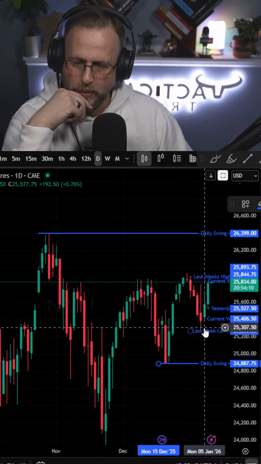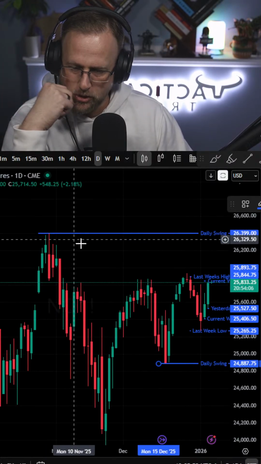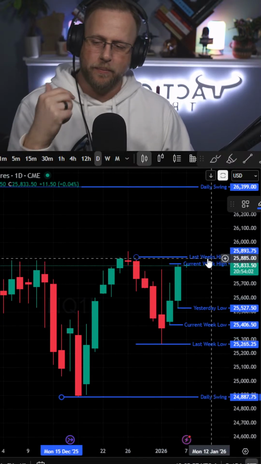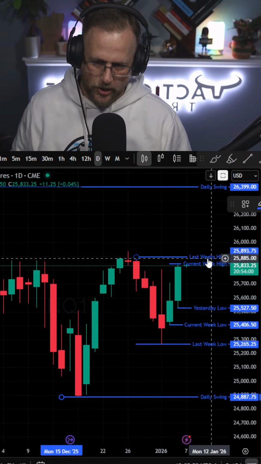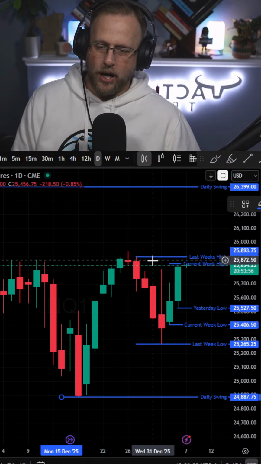I already got that high marked. I got this low marked. I got this daily swing marked. I got this swing up here marked. Until tomorrow morning, where I might have to mark out the London and the Asia session or the current candle's high or low, I don't have anything else to mark on this chart.